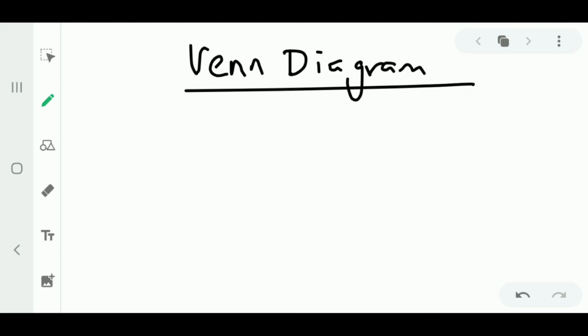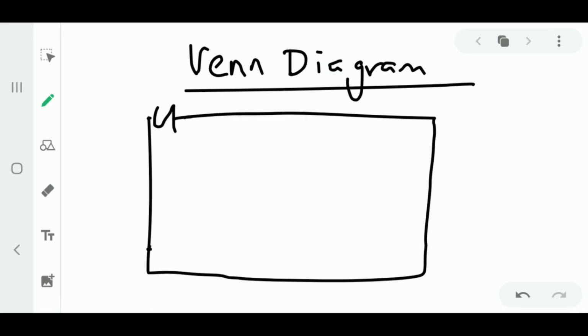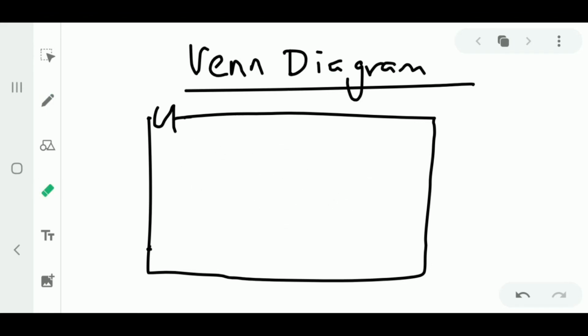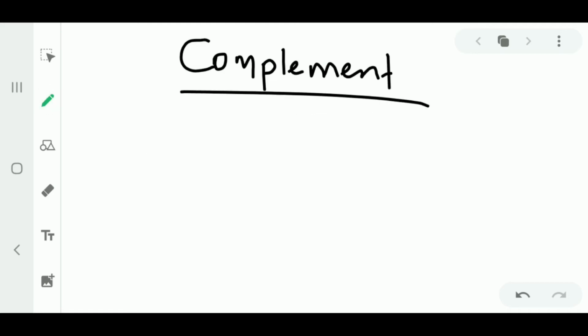Alright, so in a Venn diagram, we usually use a rectangle to represent the universal set. Inside the rectangle we draw circles to represent the subsets. So it could look like this. Could look like this. So now we're going to do complement. Let's say we have a set A here, and the complement of A is denoted by A with this symbol here.